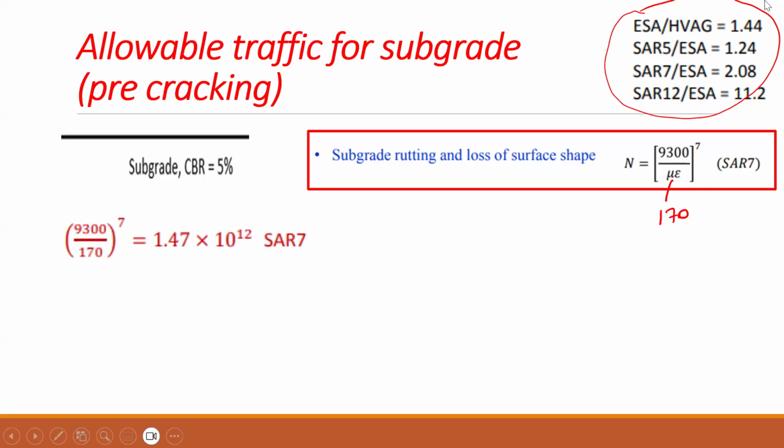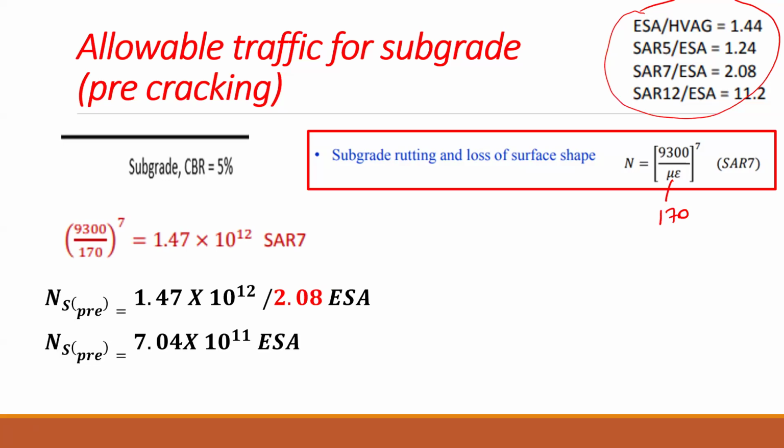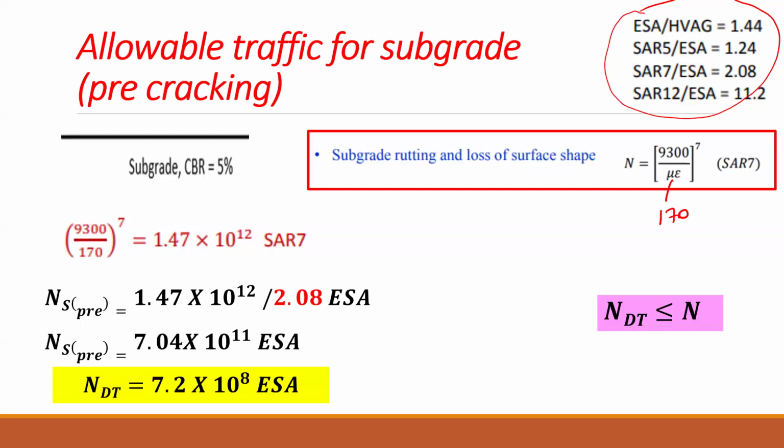Okay, do you guys get this? Again, we need to convert it to ESA. So we need to divide by 2.08 and we get 7.04 times 10 to the 11. Again, it is more than the design traffic, so it's also okay. Now, all these numbers that we have calculated, the allowable traffic for asphalt, cemented, and the subgrade, are for pre-cracking.